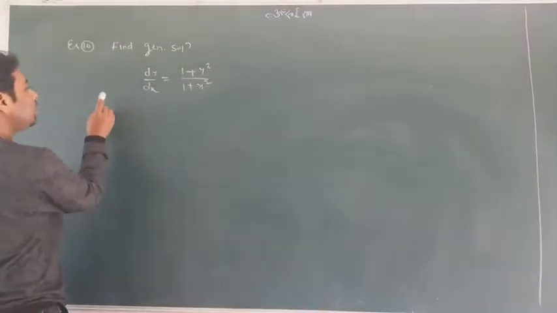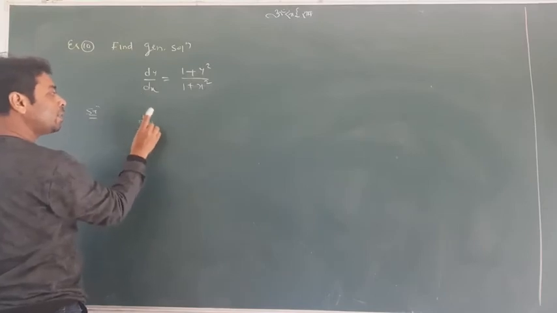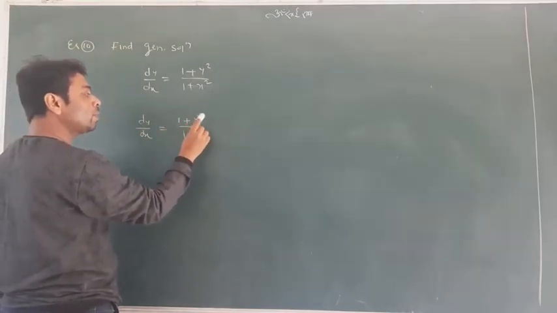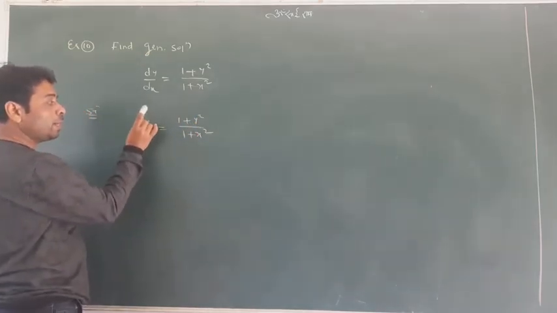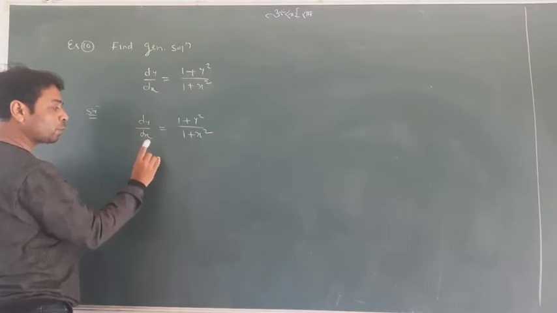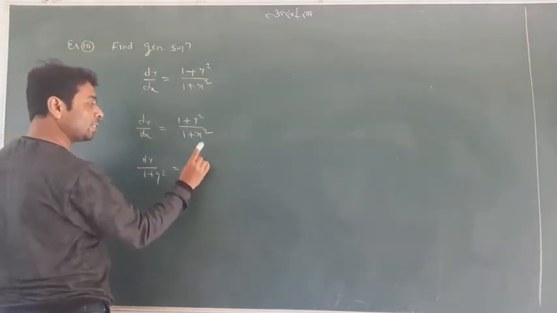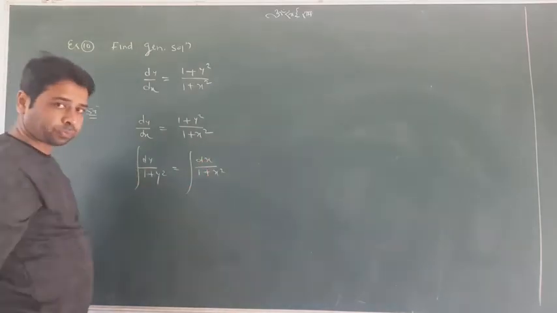So what is the method? We start the solution right from here. dy by dx is equal to (1 plus y square) upon (1 plus x square). This is my question. I'll transfer now. Look, dy is here. I'll transfer 1 plus y square to this side, and dx to that side, and I do integration on both sides.